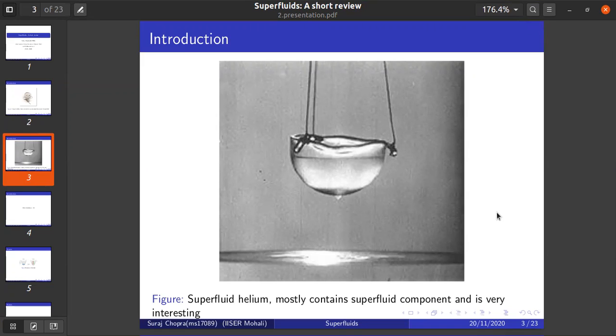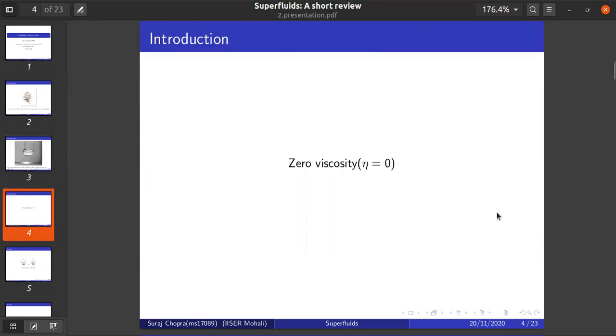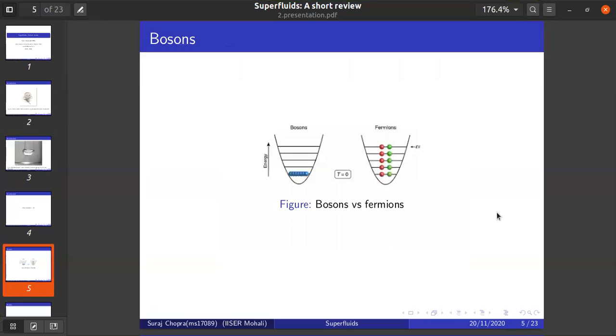And why are these things there? Why does a superfluid have all these properties? The answer is simple: zero viscosity. And why is that so? That I'll try to explain in the next few slides.